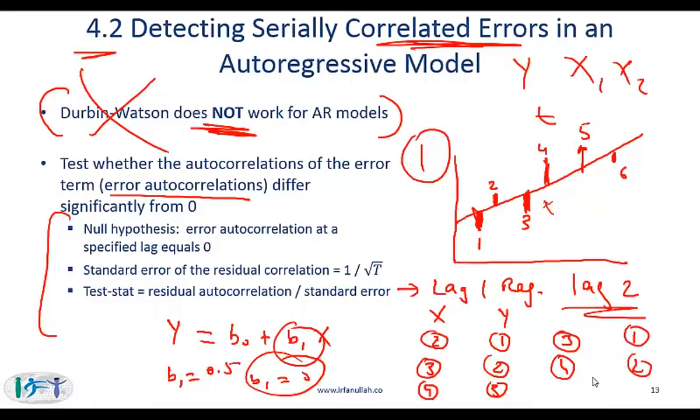And then again you run the regression and see whether you can reject the null hypothesis of B1 being 0, and so on. The rule of thumb is to do this up to at least 12 lags if you are looking at monthly data, and 4 lags if you are looking at quarterly data.